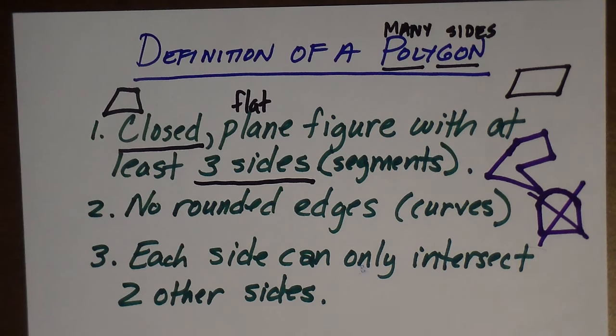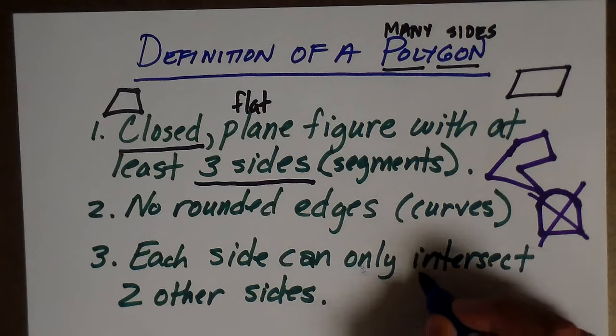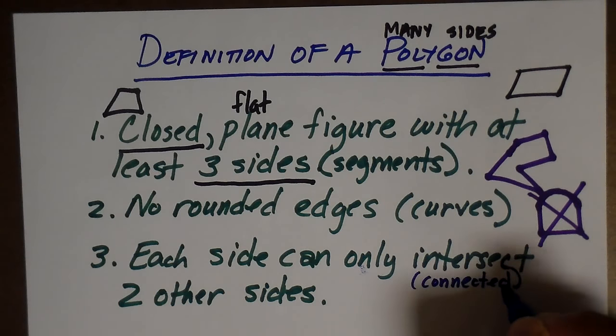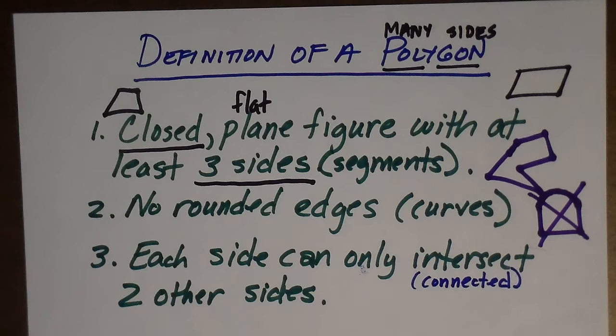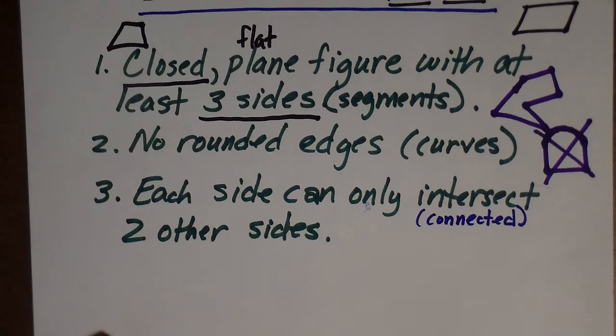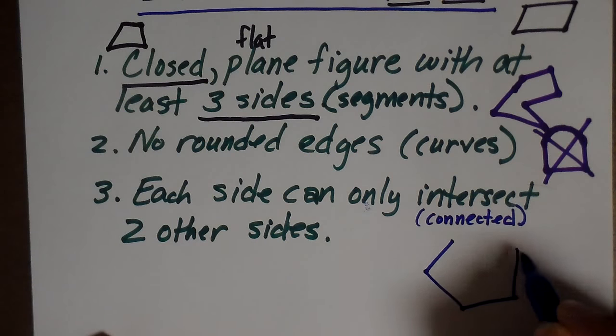So for the last part, each side can only intersect 2 other sides. When you create a polygon, each side only intersects 2 other sides. So it can only be connected. If you want to imagine the word intersect as meaning connected, it can only be connected to 2 other sides. And there's a reason that we have this characteristic or this property. If I draw a polygon, for example, I'm going to draw a plain and simple pentagon.